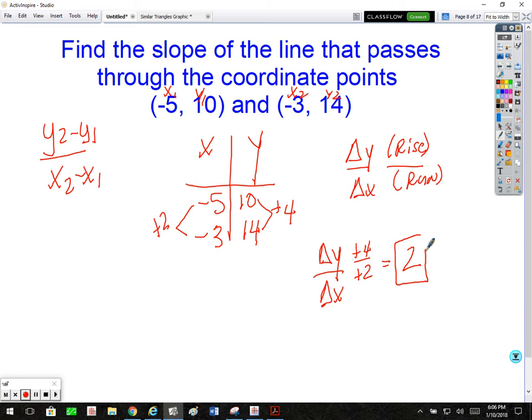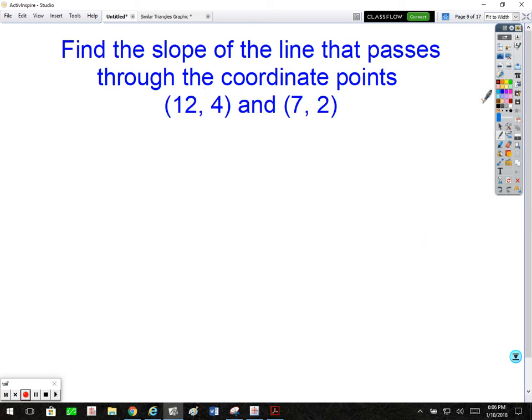So my slope of the line that passes through these 2 points is 2. So remember, it's the same concept. It's just a visual difference, okay? All right, let's try this one. 12, 4, and 7, 2.